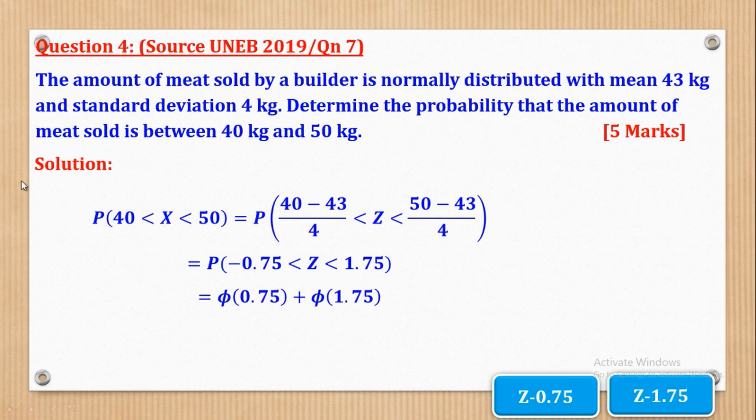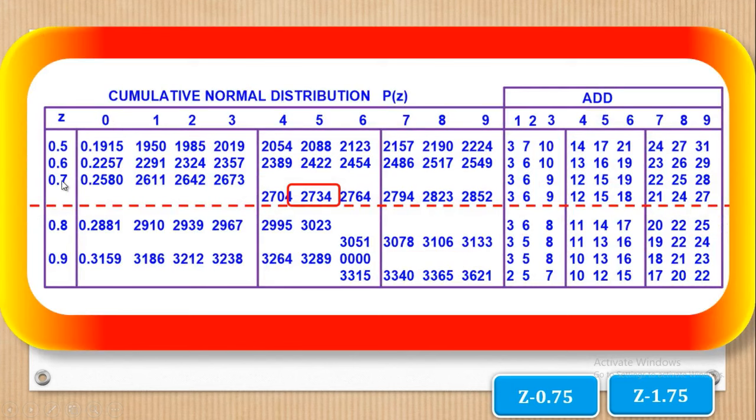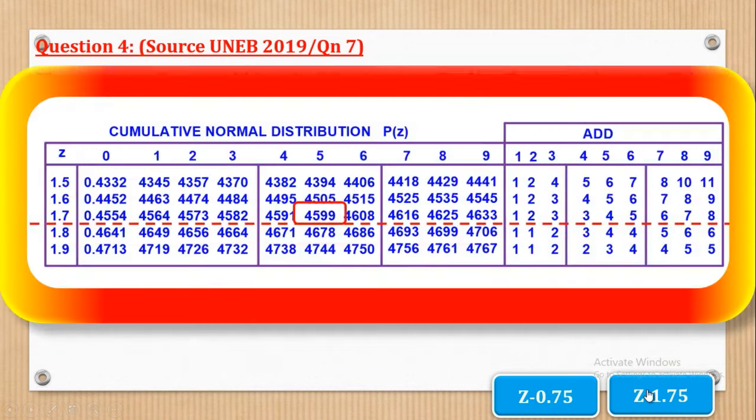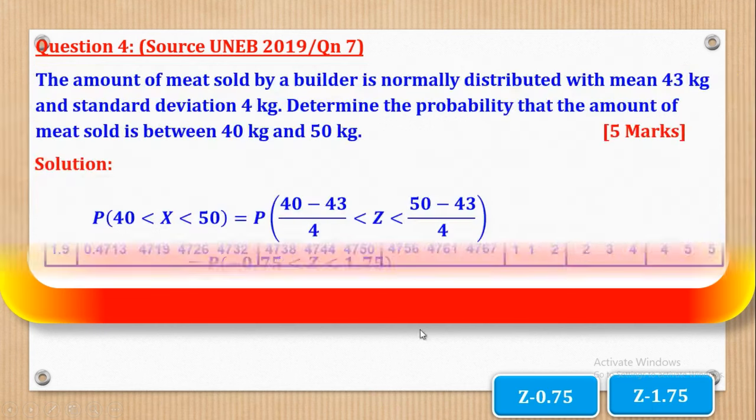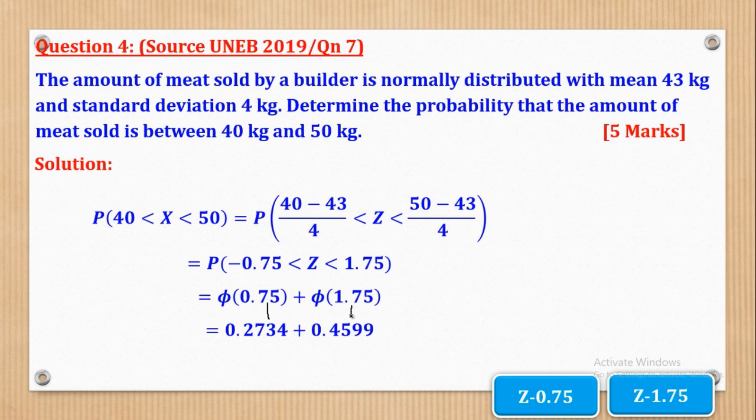So next is to get these values from the mathematical table. Let's start with 0.75. This is 0.7, so you go across to 5. 5 is here, so the intersection is 2734. Like we said, they have to be 4 decimal places, so it will be 0.2734. And for 1.75, 1.7 is there, then 5 is here, so the intersection is 4599. To make it 4 decimal places, it will be 0.4599. Therefore, you come here and substitute for phi 0.75 and for phi 1.75.